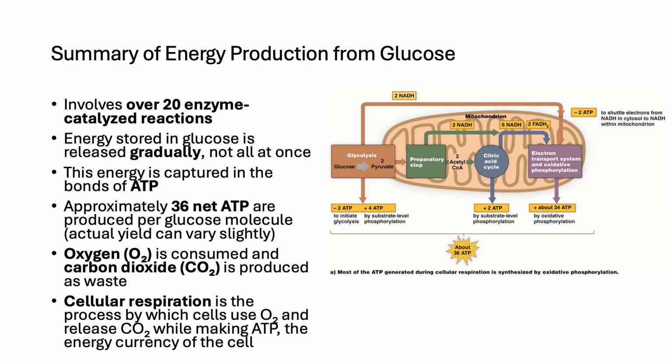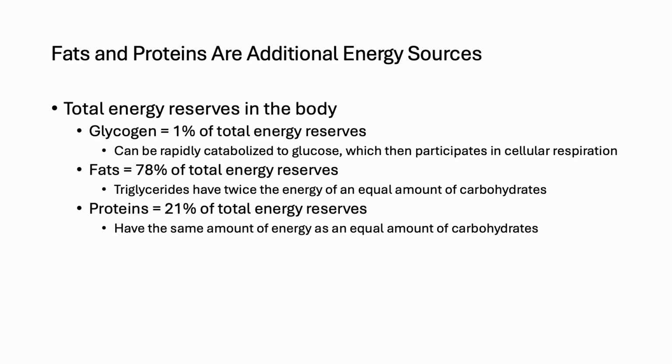This process shows how cells act like power plants, taking in fuel and oxygen, producing usable energy, and expelling waste gases. The efficiency of respiration is remarkable compared to simple combustion, which releases energy as heat but cannot be captured for work. Although glucose is the body's primary energy source, fats and proteins also provide fuel when needed. Glycogen, stored in the liver and muscle, represents about 1% of the total reserves and can be rapidly converted back to glucose for immediate energy.